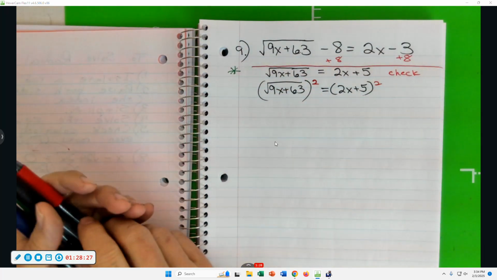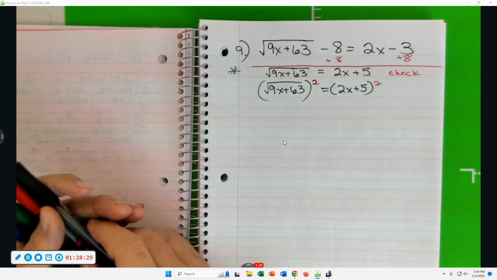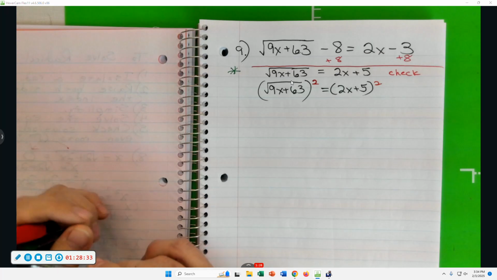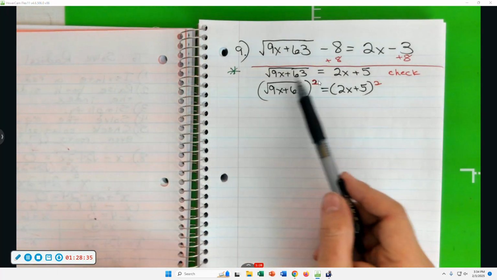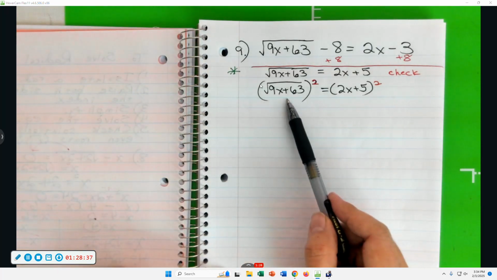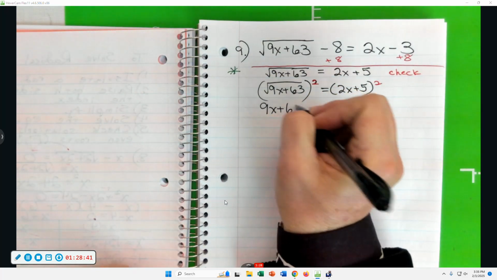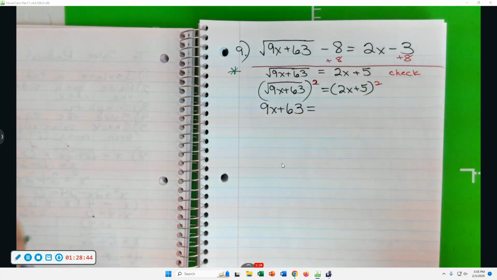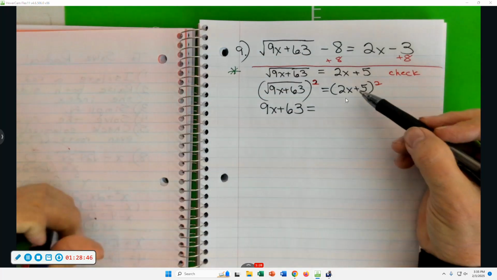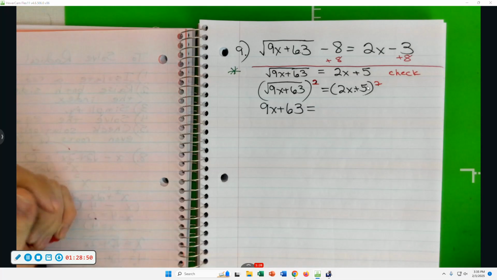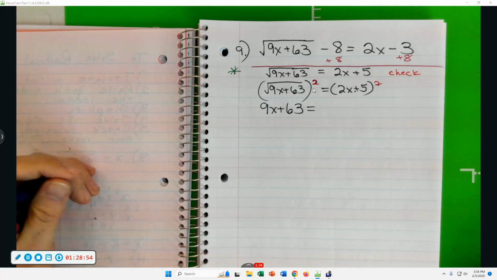So we're squaring both sides. What will the left side give us? Okay, so that square undoes the radical. You're left with that stuff underneath there, 9x plus 63. What are we going to have to do on the right? It's a sum being squared. It's not just 4x squared plus 25. If you have a sum or difference squared, what do you have to do?